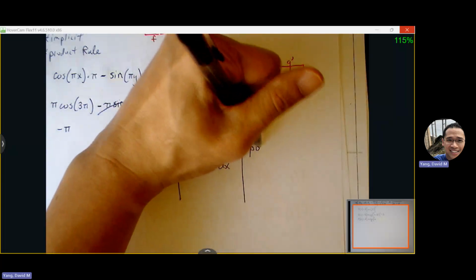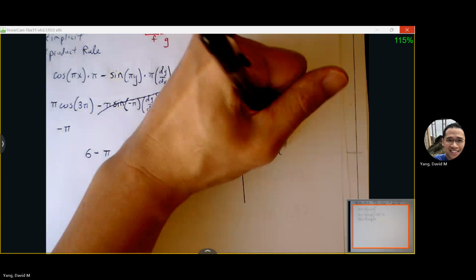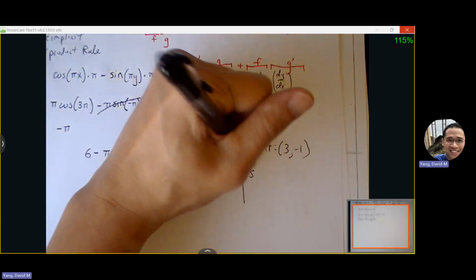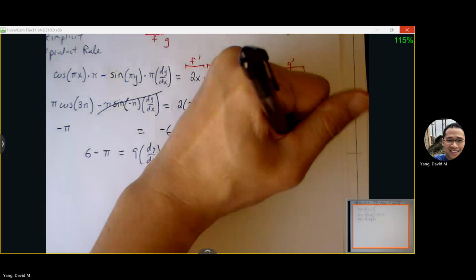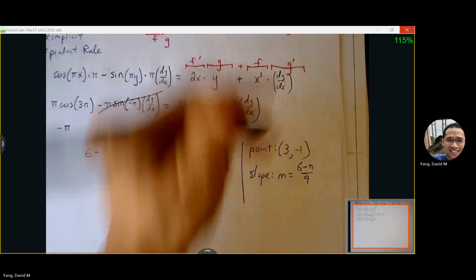Right, so we have our point. We have our slope. Now point slope form.